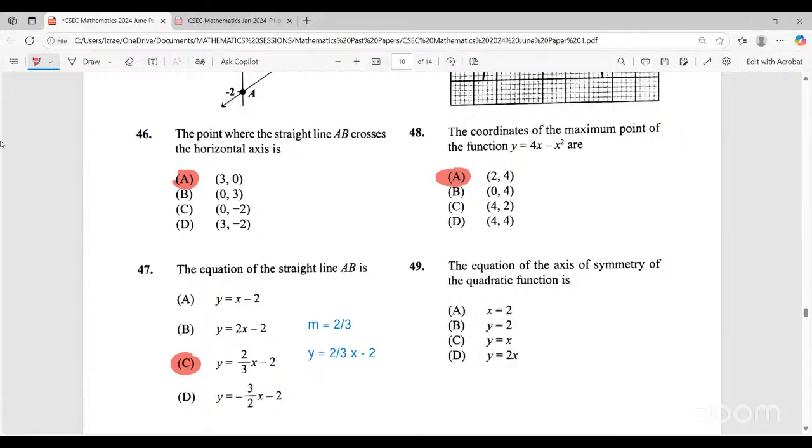Class, hold on. I don't know why I'm right. Why is it not allowing me to shade? Right.